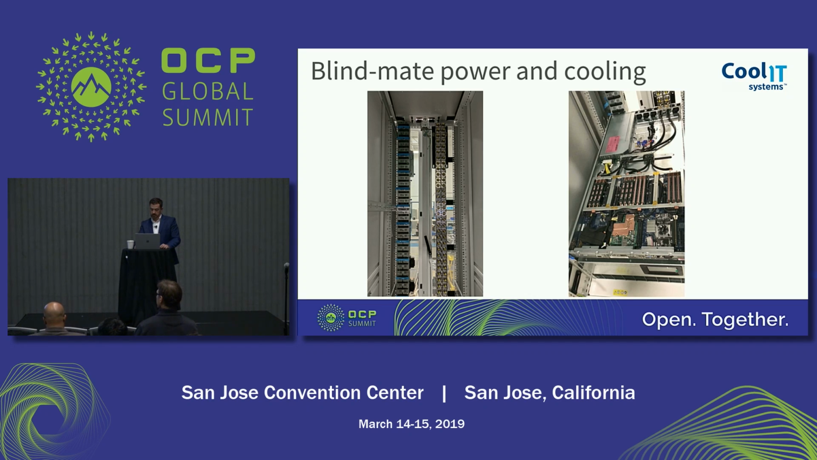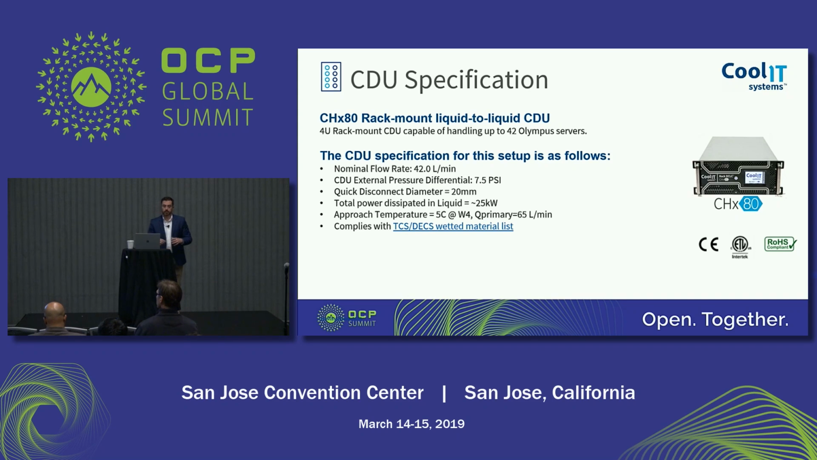So the final piece of the building block is the CDU. CoolIT offers a catalog of CDUs ranging from a 10 kilowatt liquid to air in rack all the way up to a 750 kilowatt row-based liquid to liquid heat exchanger. For this test, we decided to go with the benefits of the liquid to liquid, but we wanted to keep it as a rack-based trial. So we went with our 4U 80 kilowatt CHX80. It's easily capable of supplying the flow required, and the total power dissipated in the liquid is about 25 kilowatts in this test.